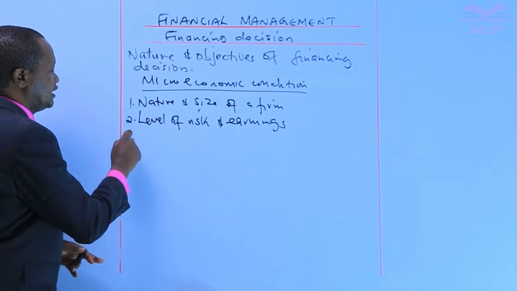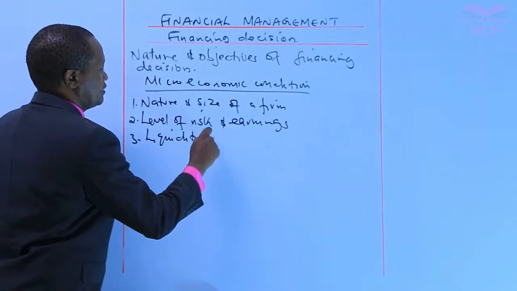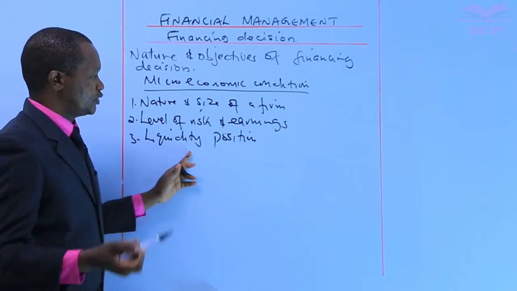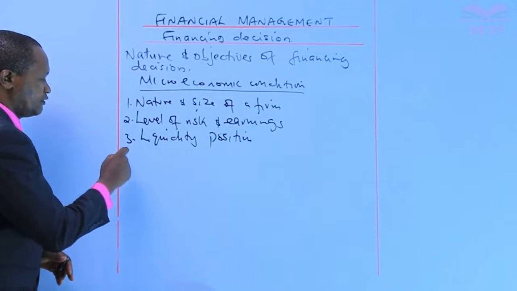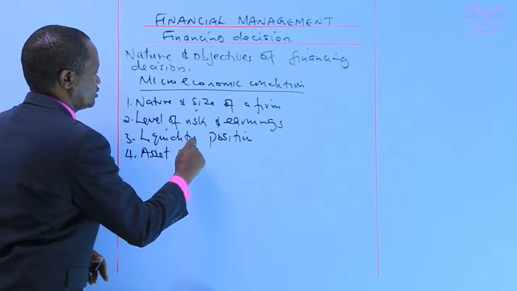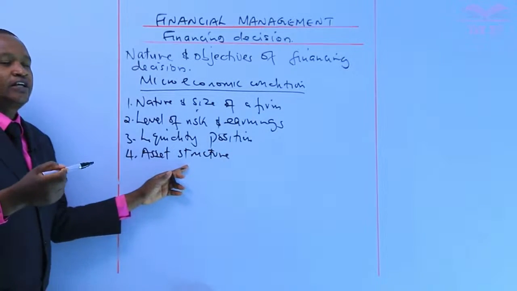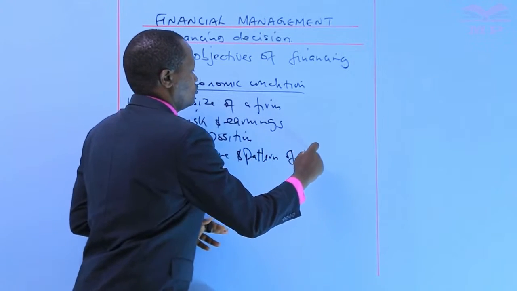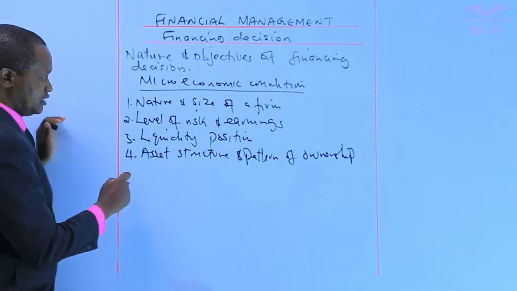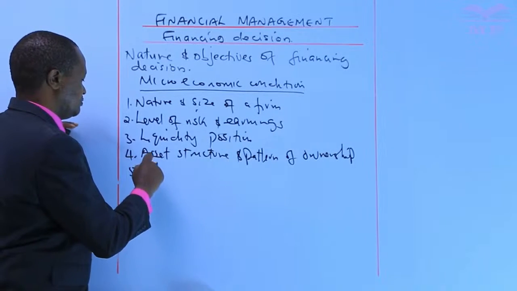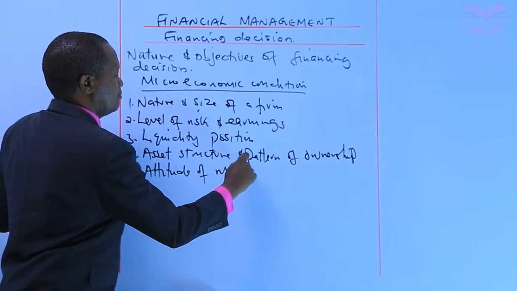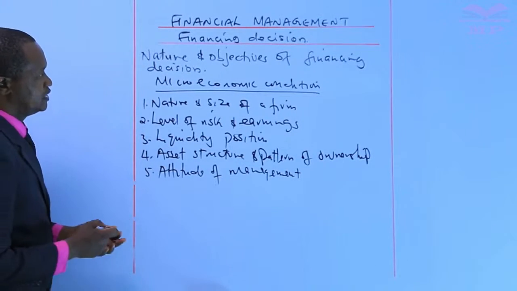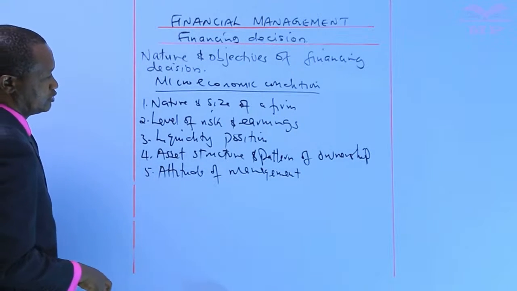The other factor is liquidity position. By now, candidates, you know how the liquidity position of a firm can influence the financing decision of a firm. Number 4, asset structure, and what we called the ownership, the pattern of ownership. Then lastly, we studied how the attitude of management can affect the financing decision of a firm. These are 5 microeconomic factors or conditions. That's what we covered in our last lesson.